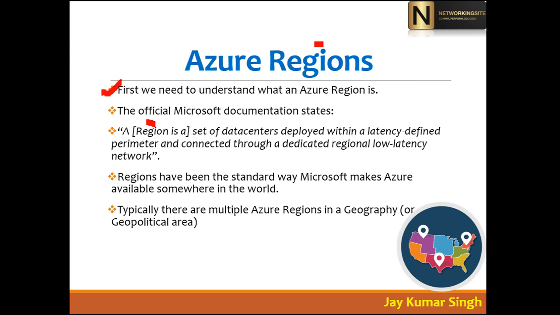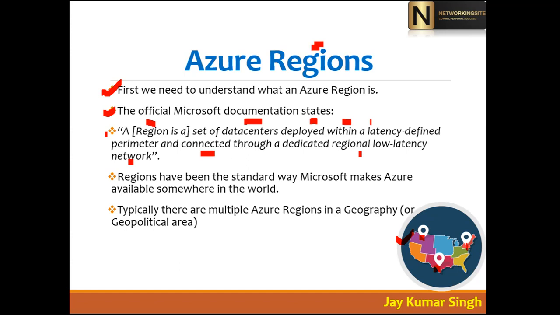So first we need to understand what a region is. The official Microsoft documentation says that a region is a set of data centers deployed within a latency-defined perimeter and connected through a dedicated regional low-latency network. It means they are connected with their own networks. You can see here this is a map. Data center location is here, data center location is here. So the locations of Microsoft data centers are known as regions.